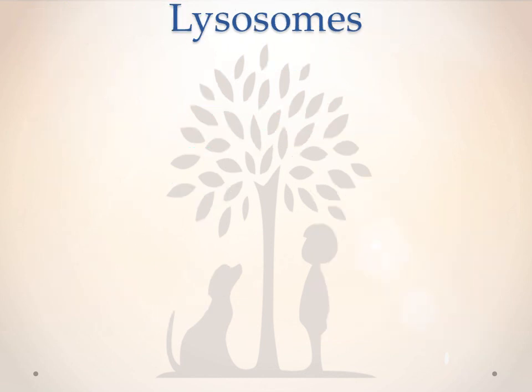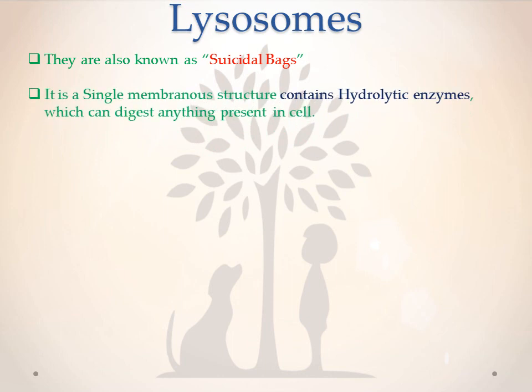Now the next one is lysosomes. They are also known as the suicidal bags, because they burst inside the cell and digest the complete cell. We will discuss this here. Look at it. It is a single membranous structure containing hydrolytic enzymes. Hydrolytic enzymes are such enzymes which can digest protein, fats, carbohydrates, and you can say every substance that is present inside the cell.